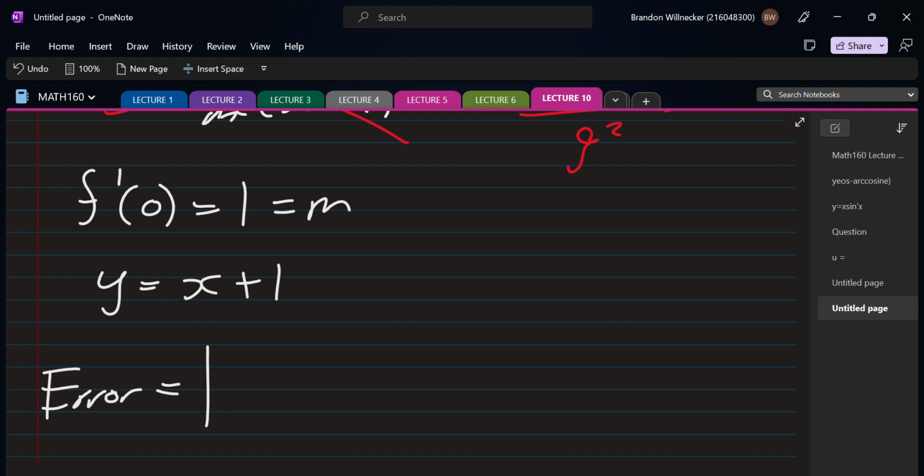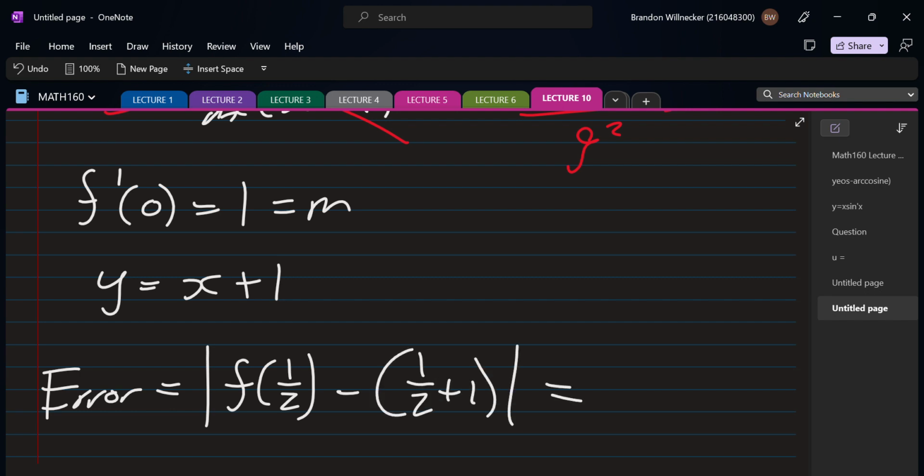And this was at a half, so we're going to have f at a half. So that is the actual function value minus the approximate value. We use our approximation there at a half. There's not much work, just put it in your calculator, right? That will be 0.06 approximately. Two decimal places is enough for me to see if it's correct.